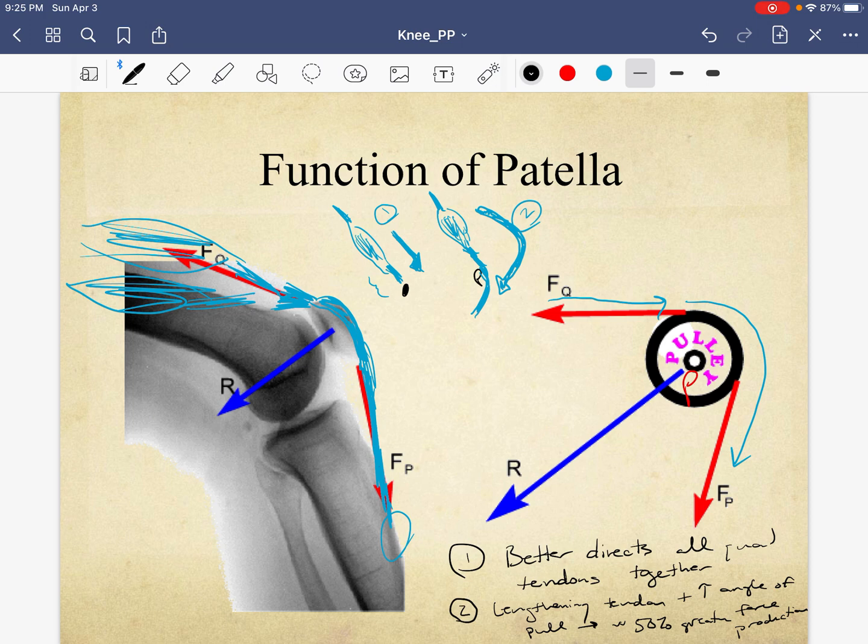Sorry about that, folks. So it really allows the quads to produce all the more force, which is really cool.